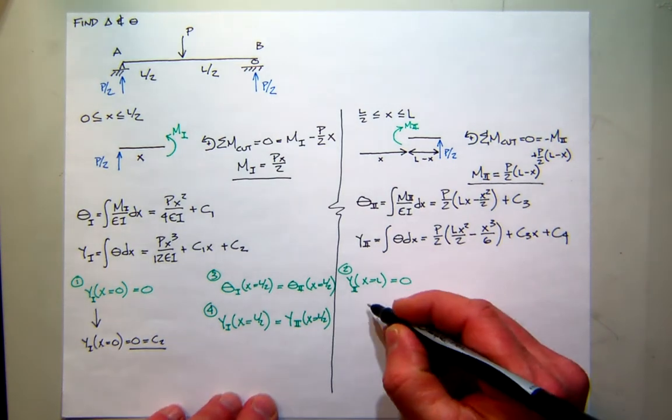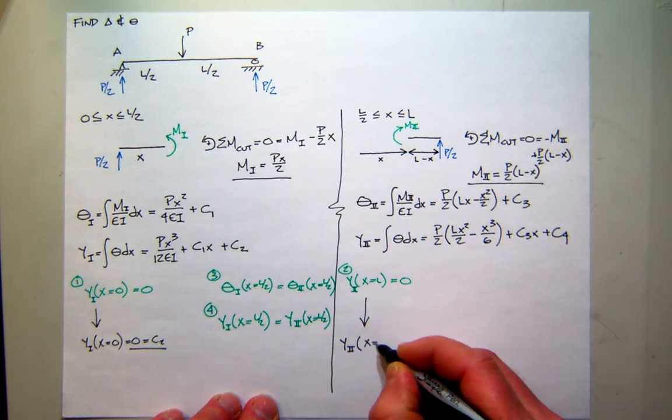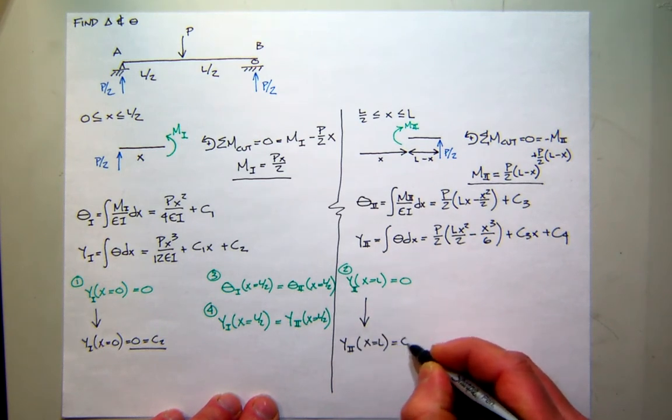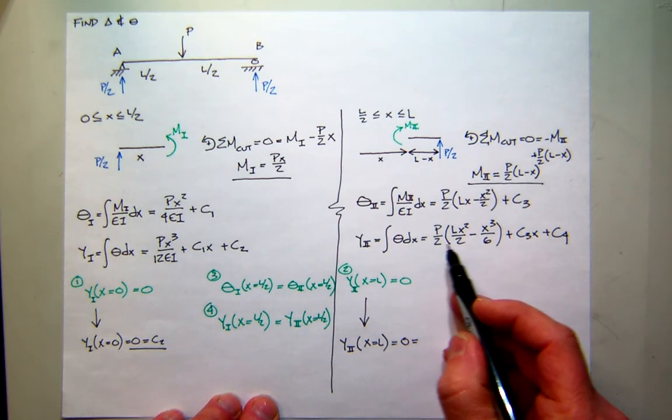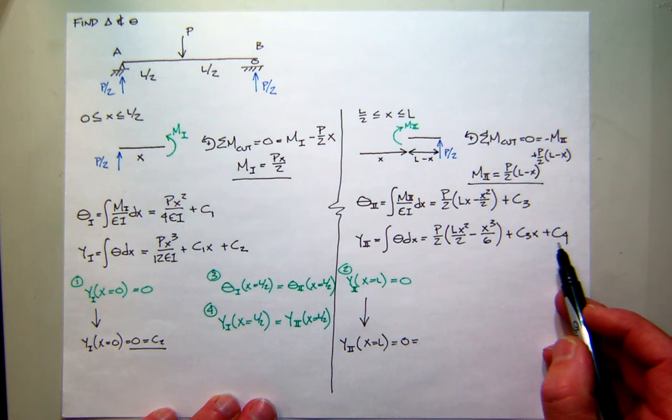What happens if I apply this one on this side? So the displacement at x equal L equals 0. Well, I have to go evaluate this thing at L. What's the problem with that? I keep both C3 and C4.